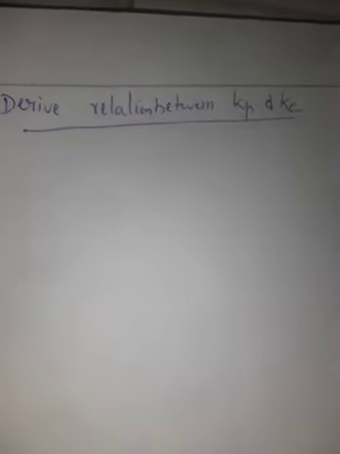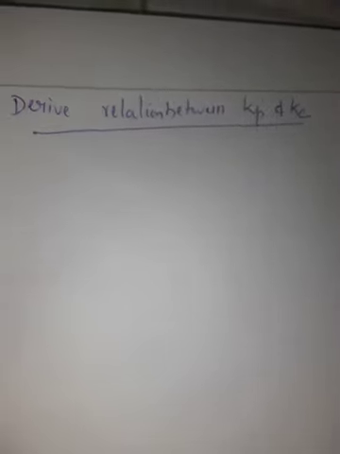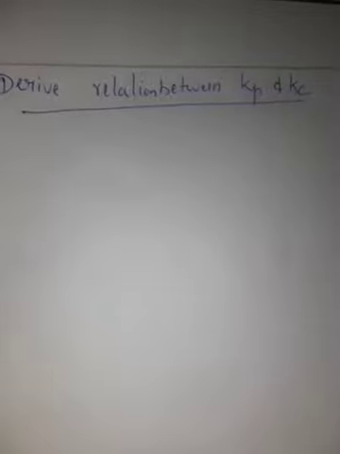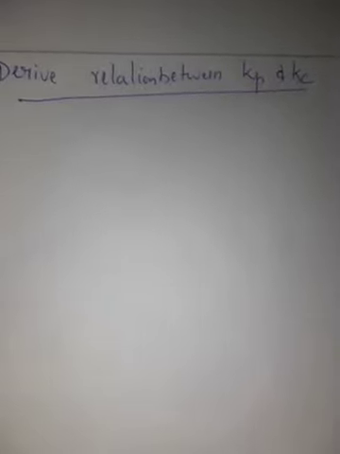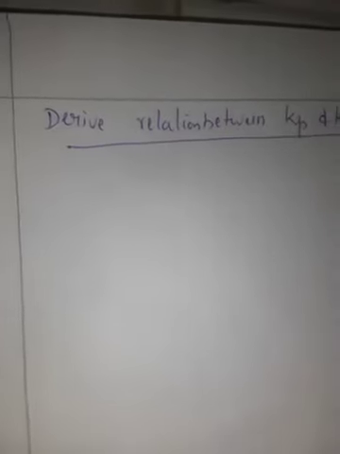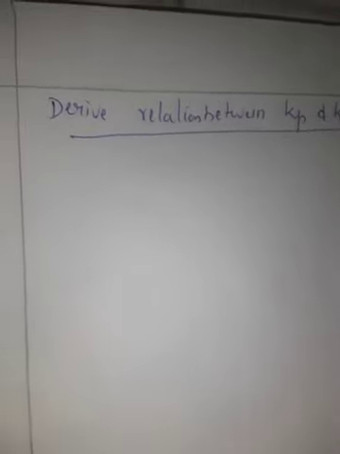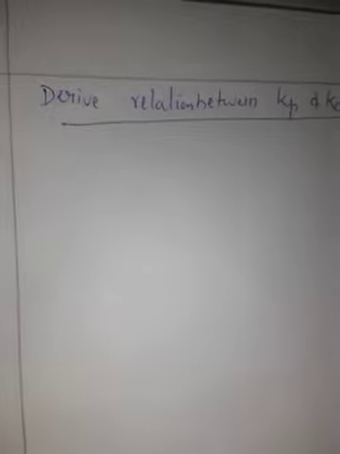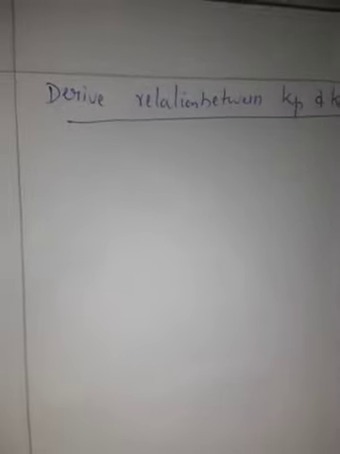Next we are going to learn about the relationship between Kp and Kc. Kc means equilibrium constant, Kp means partial pressures. Now consider a general reaction in which all the reactants and products are ideal gases.